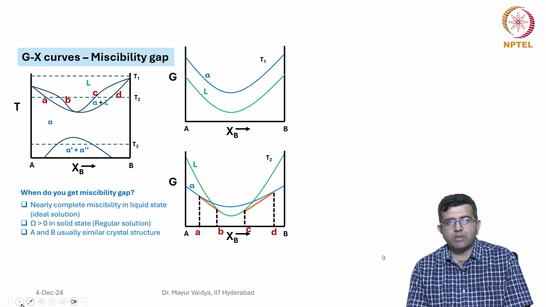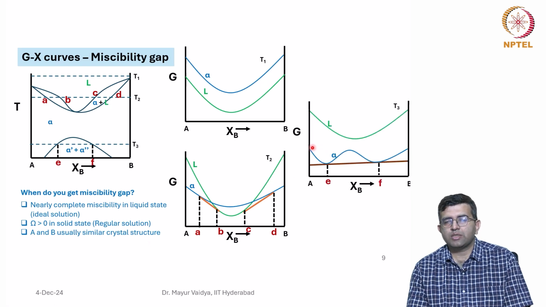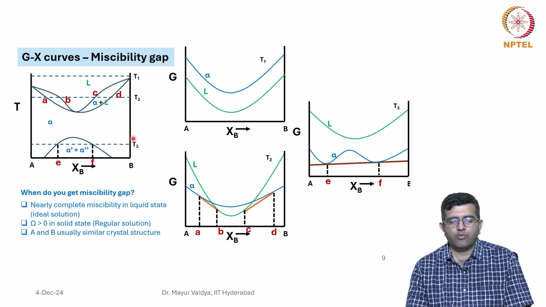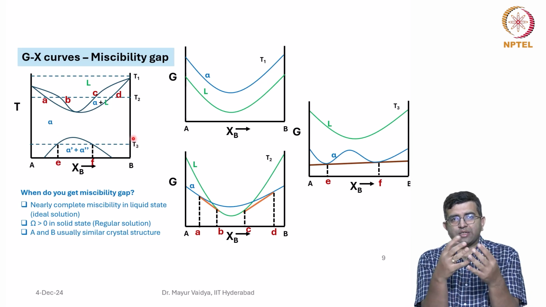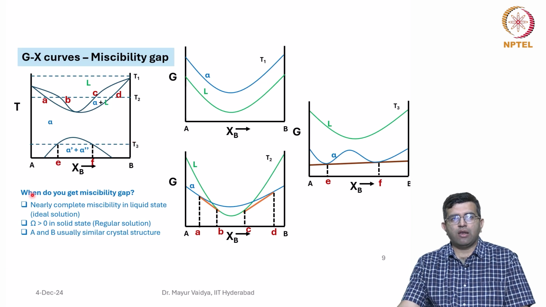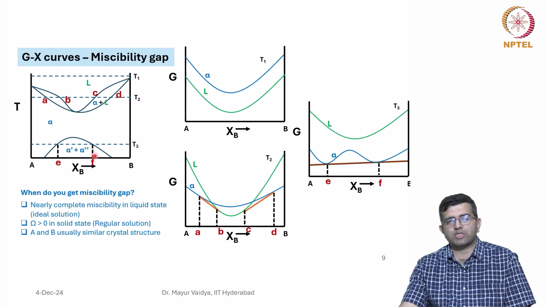Now, when we draw the miscibility gap, you draw something like this. The liquid free energy curve is L; liquid is not there anywhere, so it will be way above the alpha free energy curve. But remember one thing: when we draw the free energy curve, we draw it for a particular crystal structure. In this case alpha prime and alpha double prime both have the same crystal structure, so we are not going to draw different free energy curves for alpha prime or alpha double prime. There is a single free energy curve which has a nature like this.